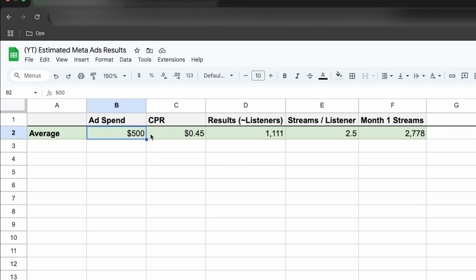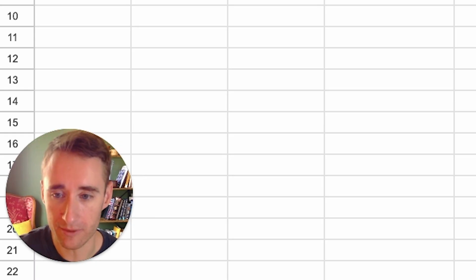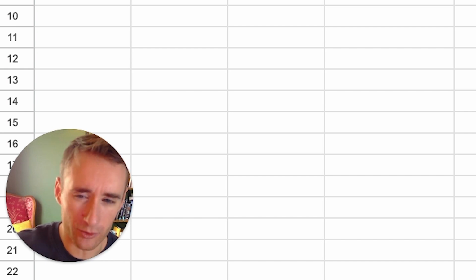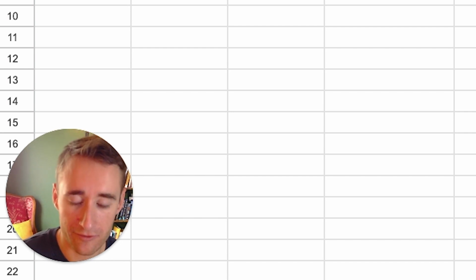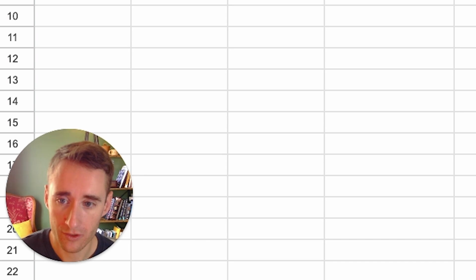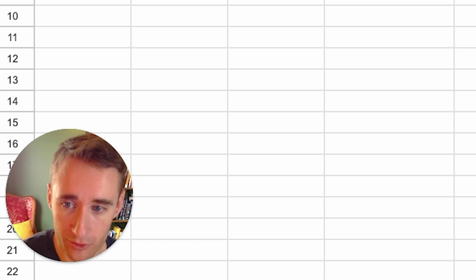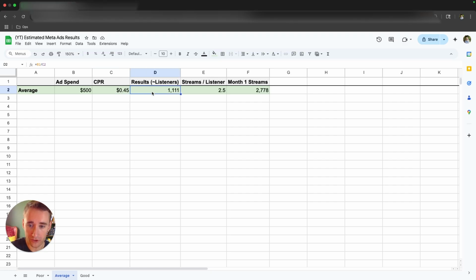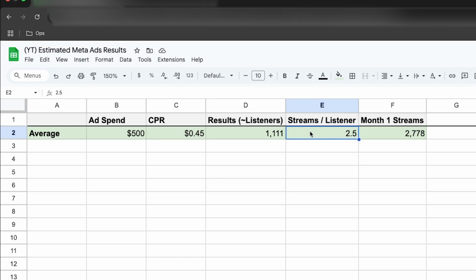So we're keeping our $500 in ad spend, but we have a CPR in this case of 45 cents, which is closer to an average range. Now, some people would still argue that you should be below 40 cents, that you should be even below 30 cents. But in my experience, especially if you're running to a tier 1 focused audience, 45 cents is a fairly representative cost per result. So in that case, you would get 1,111 listeners. And then the other number, 2.5 streams per listener. So this is also pretty average when ads are your primary source of streams. So with those numbers, you'd be looking at 2,778 streams in your first month.